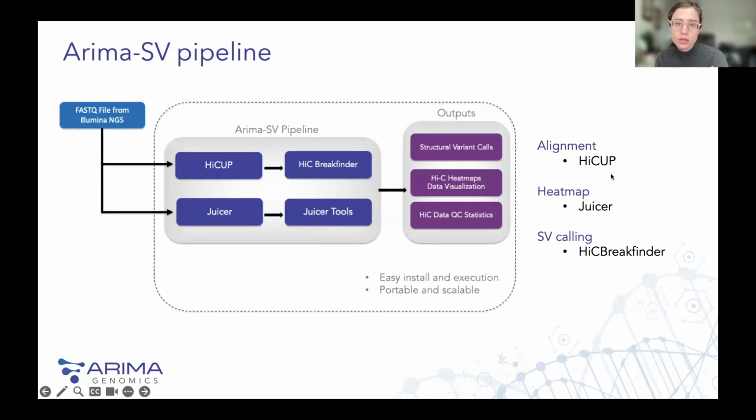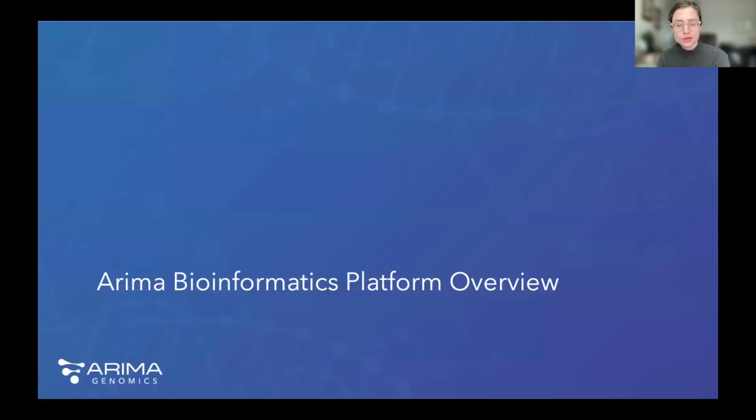We have HiCUP for alignment and filtering out the non-informative reads, which is a very well-established tool in the field. We are using Juicer to generate the Hi-C heat map, also a very well-supported tool, and HiC-BreakFinder for SV calling. The reason we chose these tools is because they're publicly available, they're well-supported, and we have packaged them in a way where it can be easily installed and executed. But for somebody who's not a bioinformatician, we wanted to take it one step further, and this is where I'm going to give the floor to Ibrahim to introduce us to the Arima Bioinformatics Platform.